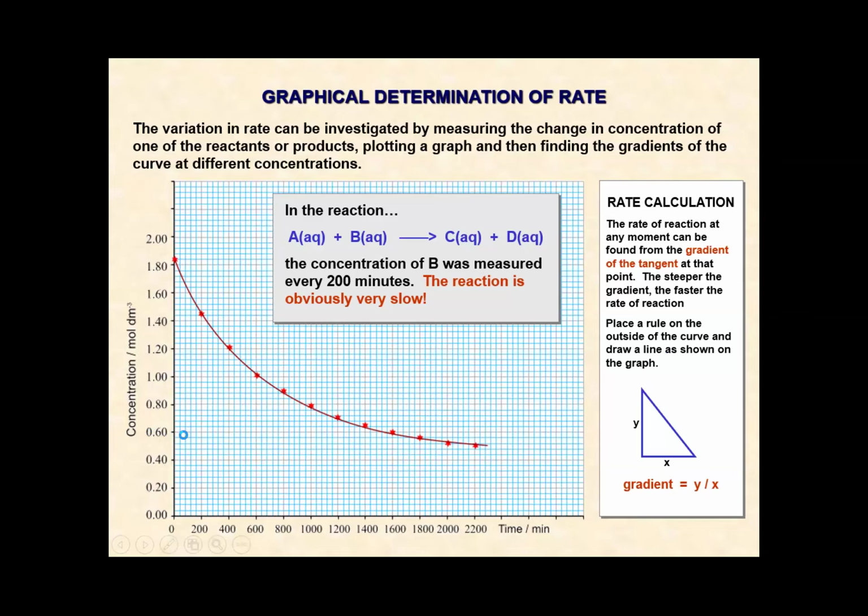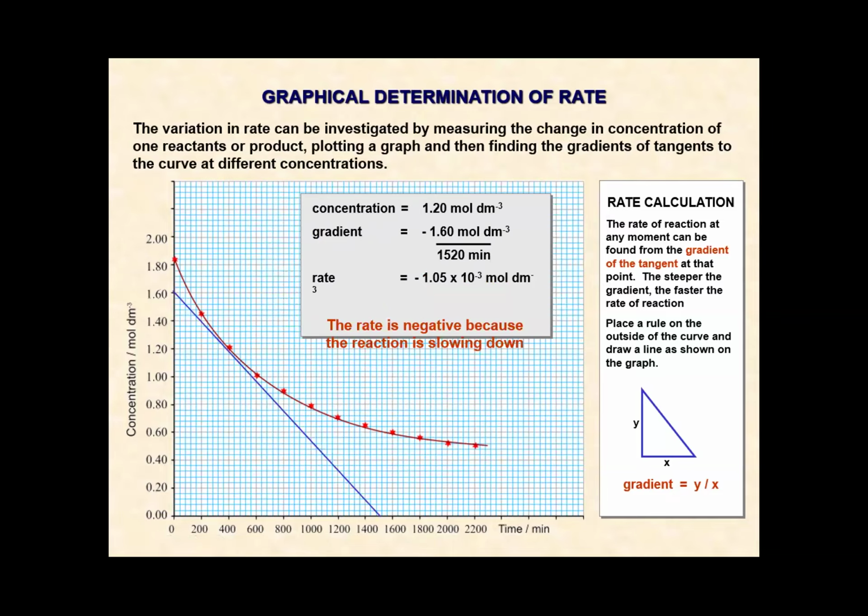Now you can draw a tangent, the rate, now rate calculation. The rate of the reaction at any moment can be found from the gradient of the tangent at the point. The steeper the gradient, the faster the rate of the reaction. All right, now I'm going to show you. Have a look here. Can you see? Now place a ruler on it, it is written on the right side. Place a ruler on the outside of the curve and draw a line as shown on the graph.